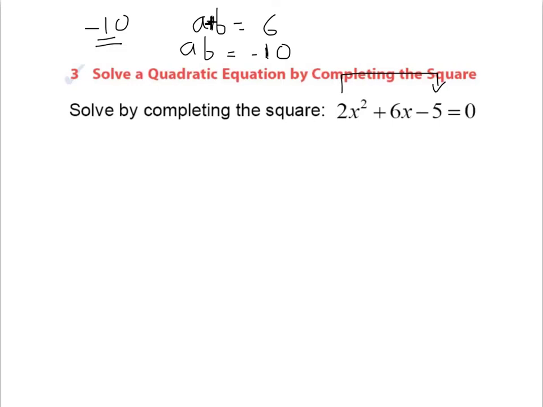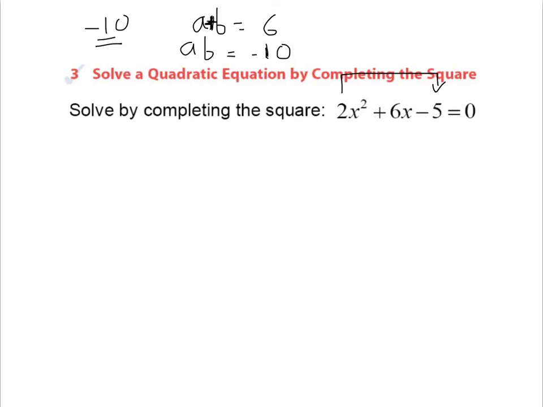So the only way to solve the problem is either to use the quadratic formula or to use completing the square. The good thing about completing the square is that through it we can create the quadratic formula. To prove the quadratic formula, we have to use completing the square, and I may do that in subsequent videos. Now let's start with this.